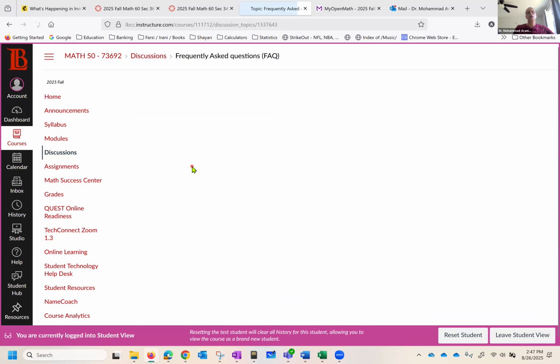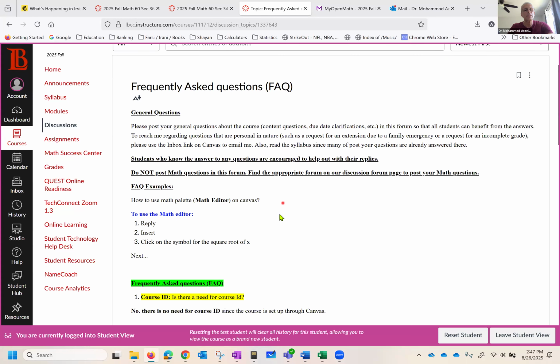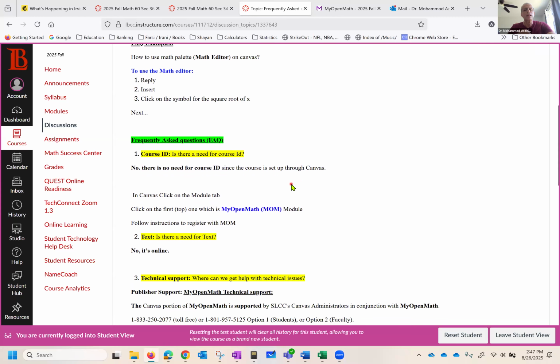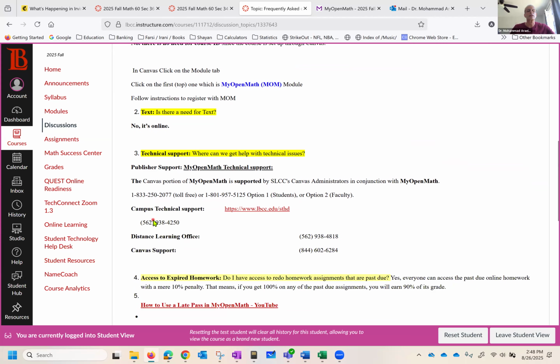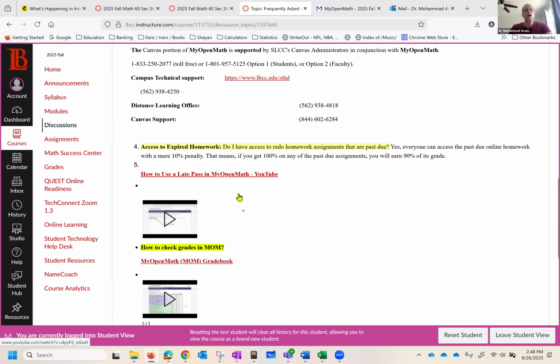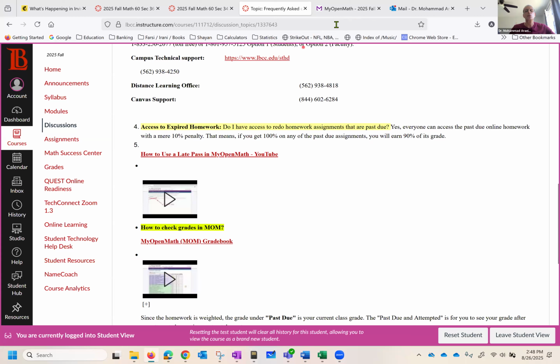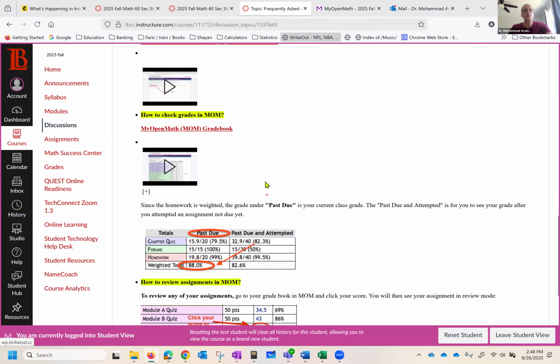Frequently asked questions. In the past, students had some questions. I gather them right here. For example, how to use a math editor in Canvas. Do I need a course ID? That's for OpenMath. The answer is absolutely not, because it's been set up through Canvas here. Text, do I need to buy the text? Of course not, and it's online. Tech support, it's in the syllabus, it's also here. How do I access expired homework is explained here. How to use the late pass, it's explained here.